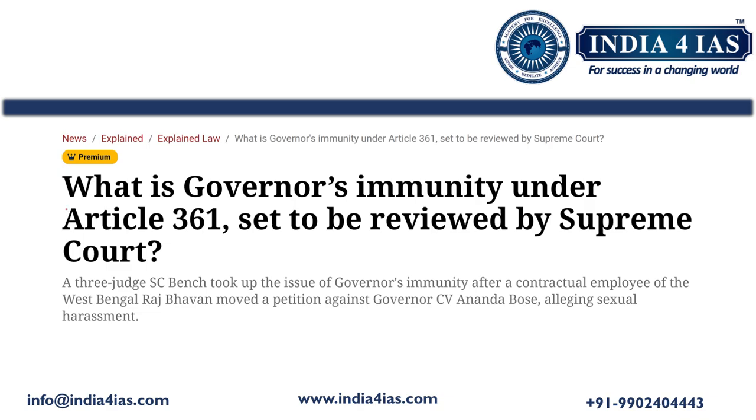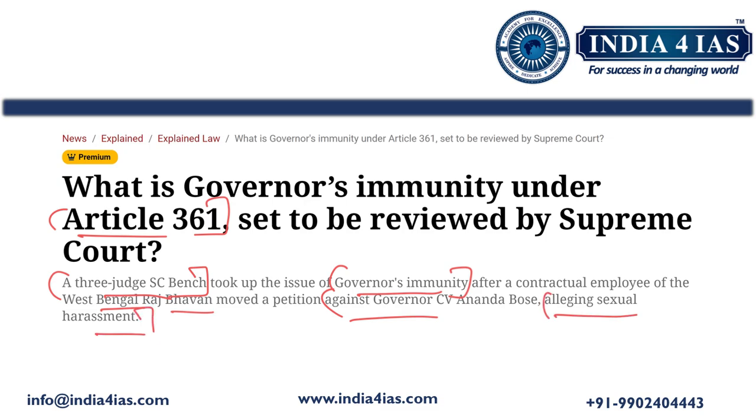Recently, Article 361 was in news because a three-judge bench of the Supreme Court took up an issue of the governor's immunity after a contractual employee of the West Bengal Raj Bhavan moved a petition against the governor, alleging sexual harassment. On the basis of sexual harassment, the contractual employee of West Bengal's Raj Bhavan moved the Supreme Court against the governor's immunity being enjoyed under Article 361 of the Indian Constitution.